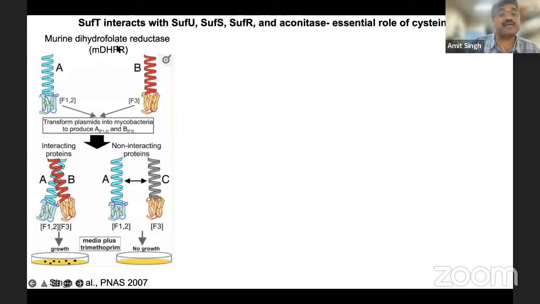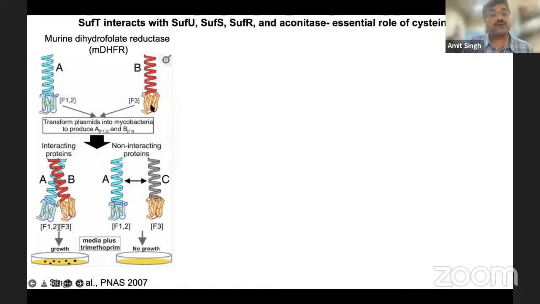The system is based on murine dihydrofolate reductase, MDHFR, an enzyme which you can split into two domains, F1,2 and F3. You can fuse your two proteins of interest, one to each domain. We wanted to check whether SUFT interacts with SUFU. So we can clone SUFT with the F1,2 fragment, fusing it covalently, and SUFU with the F3 fragment of murine DHFR.